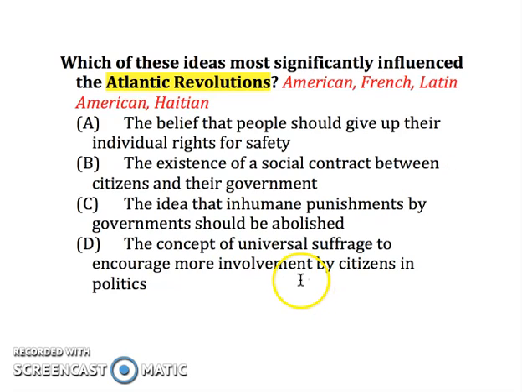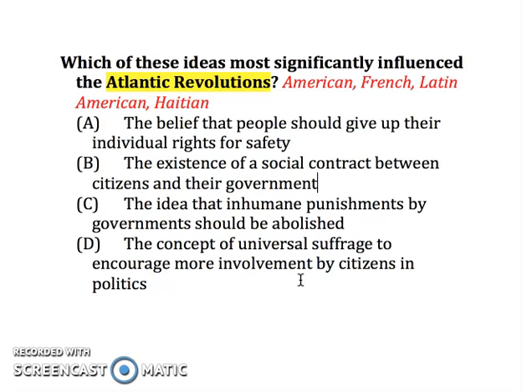So when we think about what influenced the Atlantic revolutions, there's a lot of stuff in common. People are angry about taxes. People are angry that they don't have a say in their government. They feel like their government is not representing them. People feel as though they are being exploited by their governments, that their basic human rights are being deprived. So we're going to look for answer choices that deal with that.